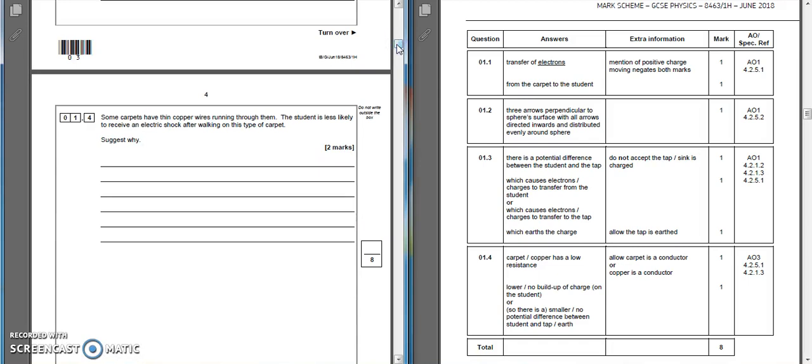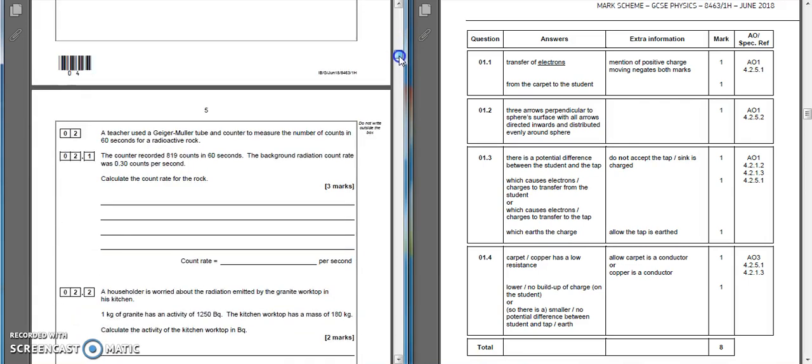For question 1.4, the last bit on this one, why have we got copper wires inside the carpet? So the effect would be to allow the carpet to conduct electricity or to lower its resistance. That would be the first mark. The second mark would be then what the outcome of that was. If there's no resistance to it, then we're not going to be able to build up a static charge. Any charge you attempt to build up will flow away, so you just won't get static electricity at all.